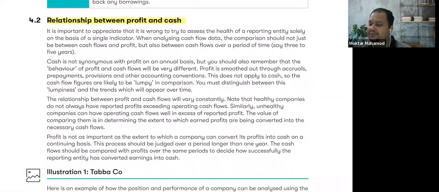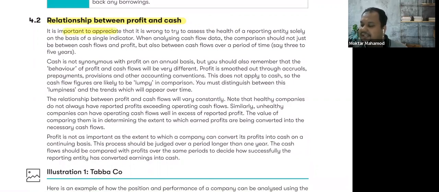Relationship between profit and cash. So a healthy company has good profit with a good amount of cash. Let's say even though you have a good profit, but you did not manage to collect a sufficient amount of cash, then you will have a liquidity issue. You're going to have problems in paying your clients. So the policy of the company is very important here. Okay.